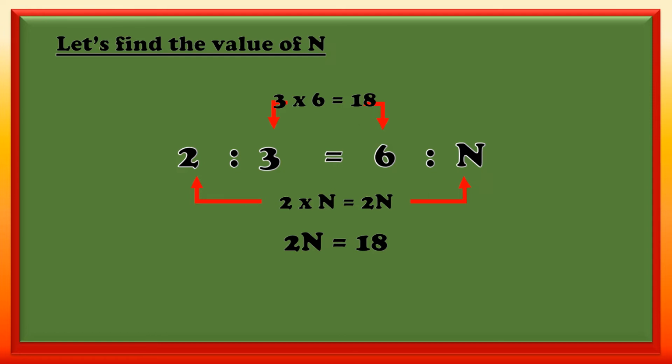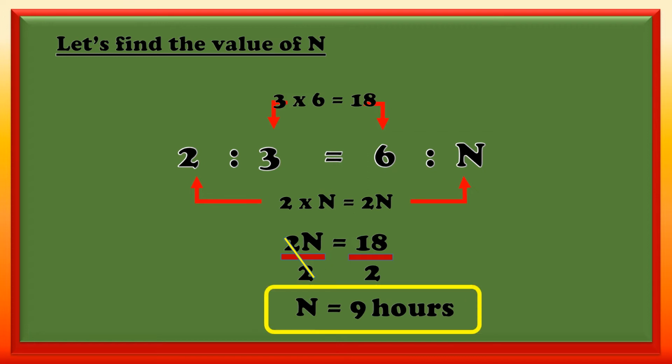Then we have to get the value of n. To have n, we just have to divide both sides by 2. So we cancel 2, and we will be left with n, and n is equal to 18 divided by 2, and that will give us 9. Then we put our label hours. So our final answer is n is equal to 9 hours. Meaning, if Eloise can finish decorating 2 cakes in 3 hours, then she will finish decorating 6 cakes in 9 hours. Did you get that?